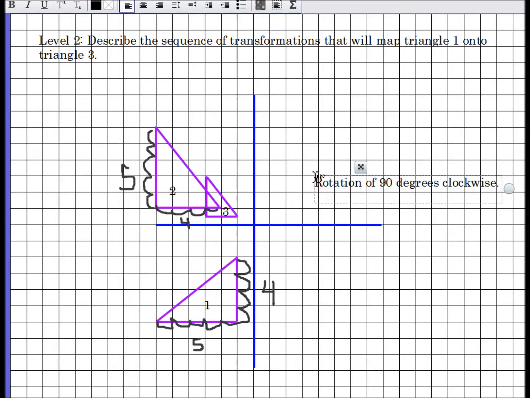The second rotation, I keep saying rotation, I mean transformation. The second transformation moves triangle 2 onto triangle 3. Now notice that the size does change. And the only transformation in which the size changes is dilation. So we know that it is a dilation. However, we do not know the scale factor. We need to figure out what the scale factor is. So it was a dilation with a scale factor of.